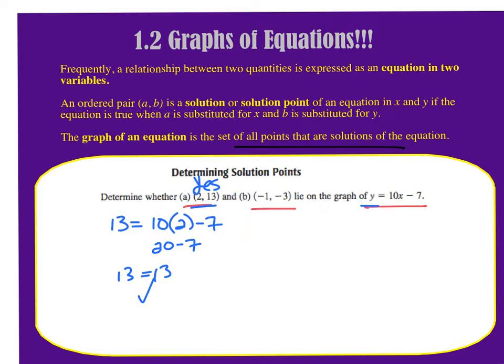All right, (-1, -3). So now I'm going to substitute that in. What's my y value? -3 is equal to 10 times -1 minus 7. 10 times -1 is -10, minus 7. And we end up with what? Is -17 equal to -3? Not in this lifetime. So, what do we know? This is not a solution.